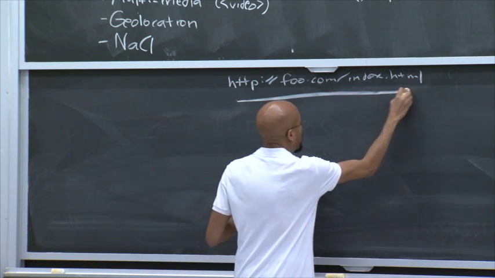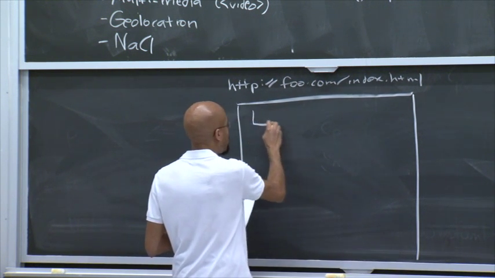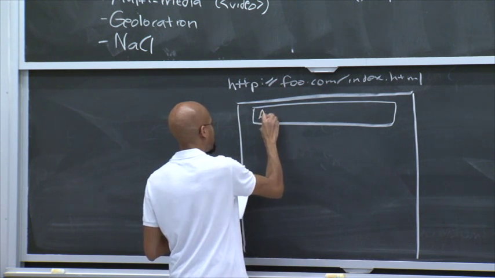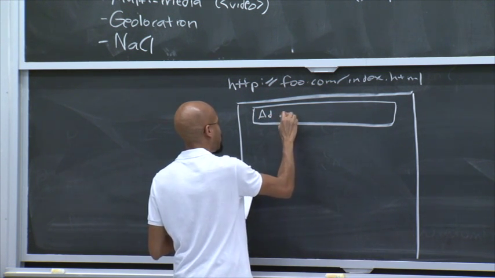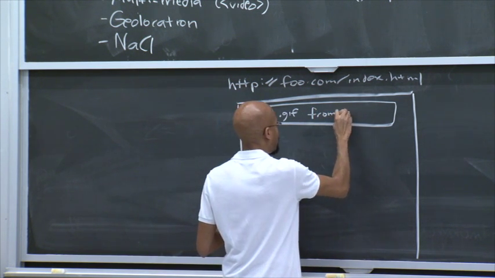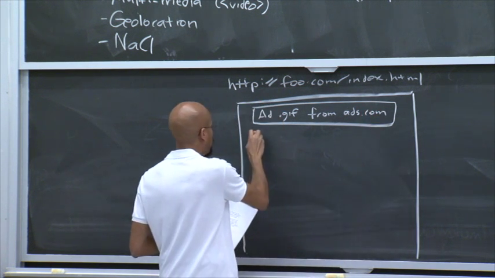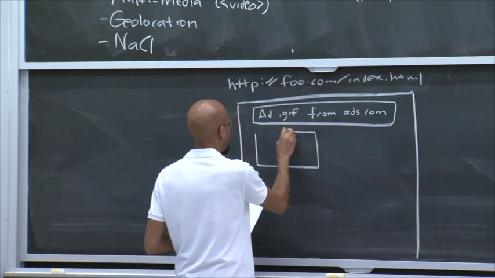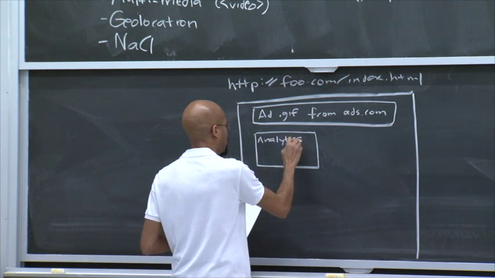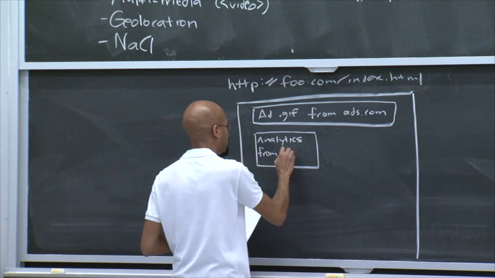So, you look at your browser tab, what might you see? One thing that you might see is an advertisement. You might see an advertisement in the form of a GIF, and maybe that was downloaded from ads.com. Then you also might see, let's say, an analytics library. And maybe this comes from google.com.